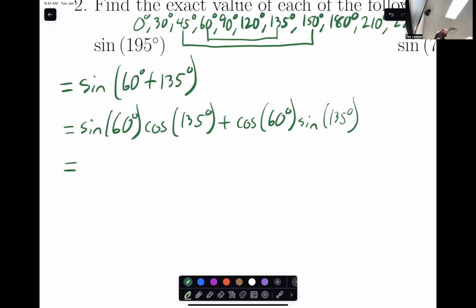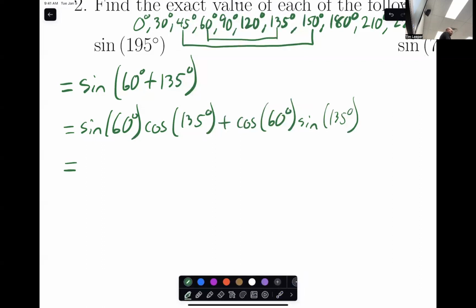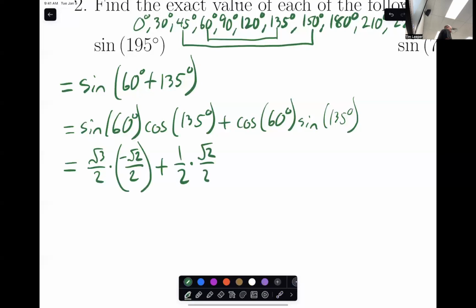What is sine of 60 degrees? Square root of 3 over 2. Times cosine of 135 degrees. Negative square root of 2 over 2. Good. Plus cosine of 60 degrees, 1/2, times sine of 135 degrees. Square root of 2 over 2.